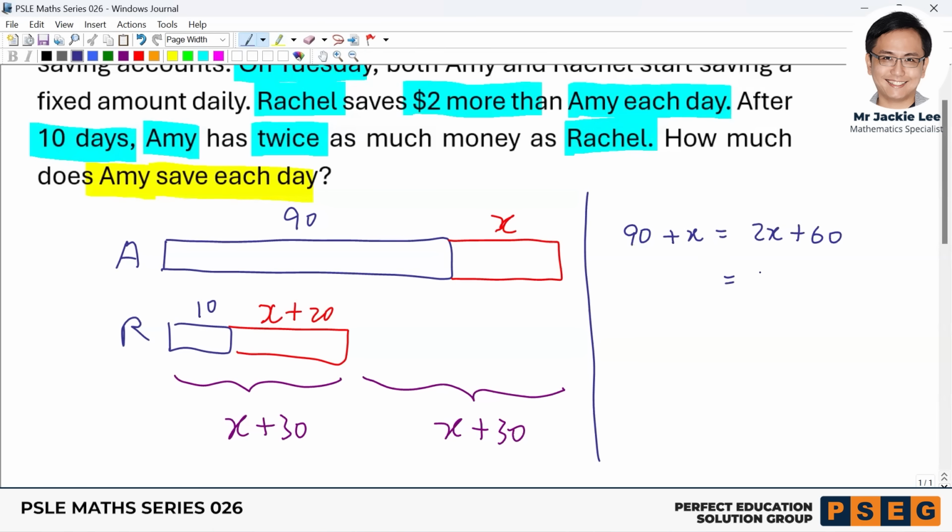So we will expect X equals 30. So this is the amount of money that Amy will save within the 10 days. So for each day, Amy will save $30 divided by 10. Therefore, the answer is $3.